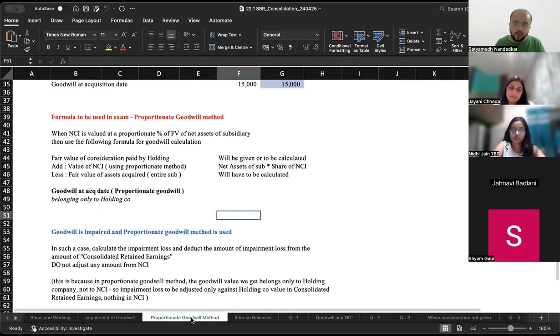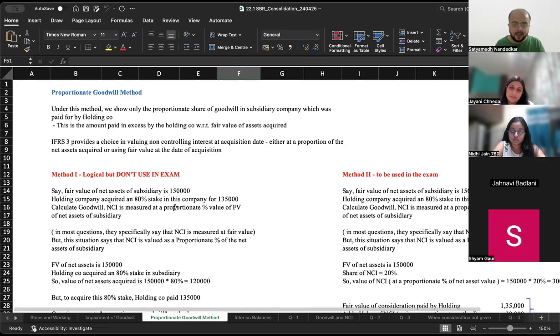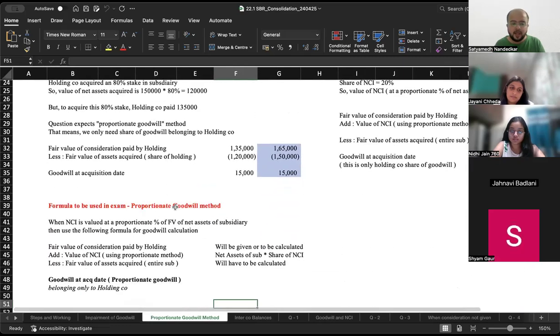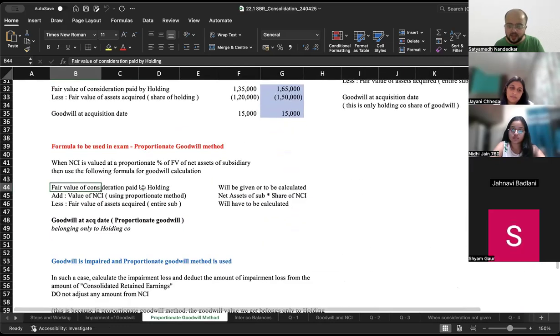If you are using the proportionate goodwill method, how will you calculate it? Fair value of consideration paid by the holding company will be given, or it will have to be calculated. If it is cash, either they will say 5 lakh was paid, or they will say for every share acquired you paid 5 rupees. So that is how it will be calculated. Add value of NCI. I have not written fair value of NCI, I have written value of NCI.